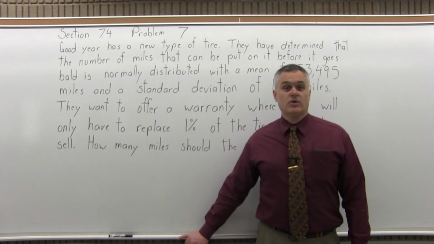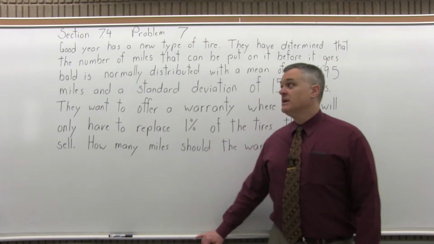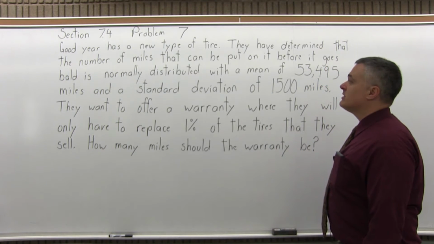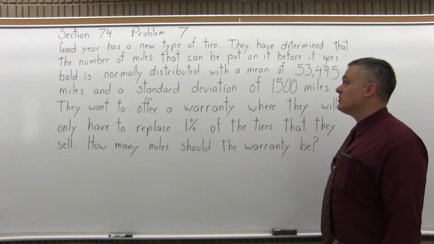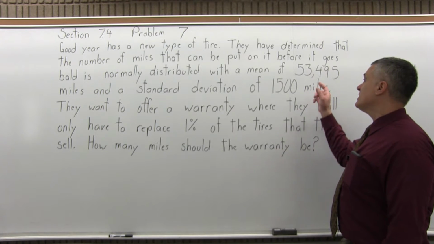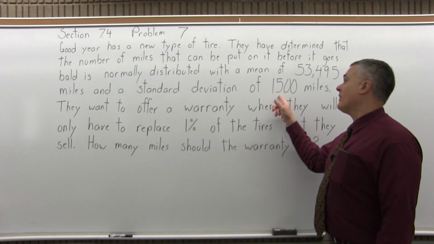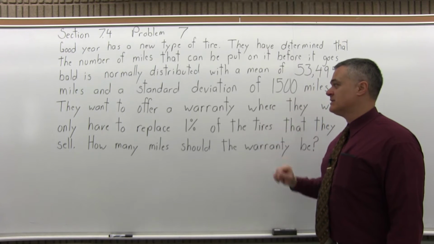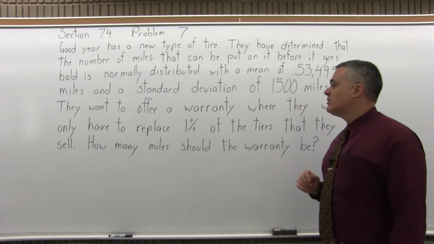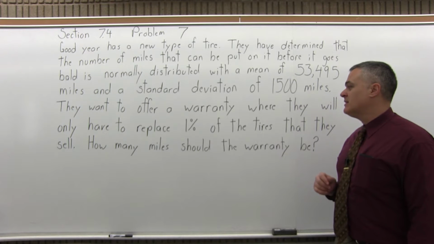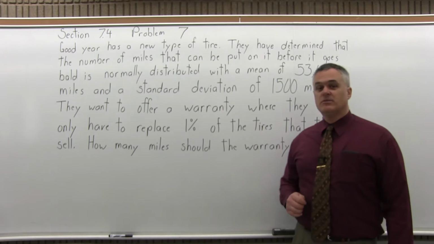This is Section 7.4, Problem number 7. It says, Goodyear has a new type of tire. They have determined that the number of miles that can be put on it before it goes bald is normally distributed with a mean of 53,495 miles and a standard deviation of 1,500 miles. They want to offer a warranty where they will only have to replace 1% of the tires that they sell. How many miles should the warranty be?